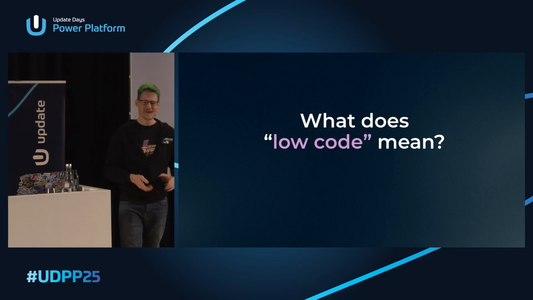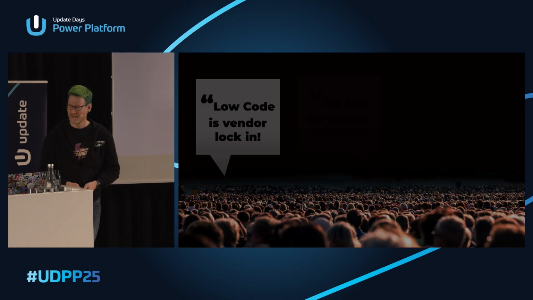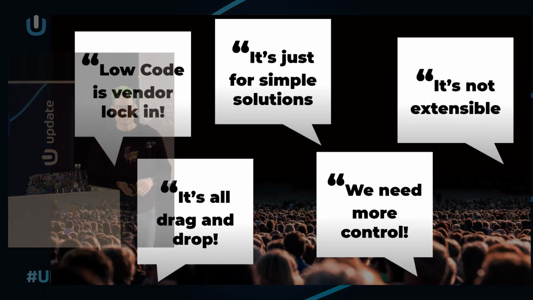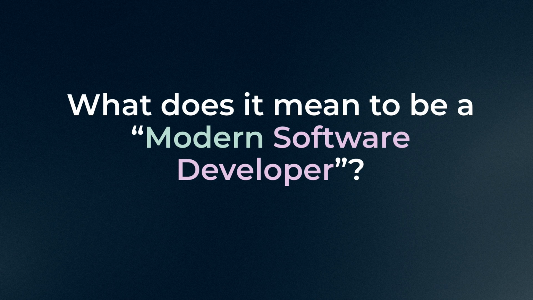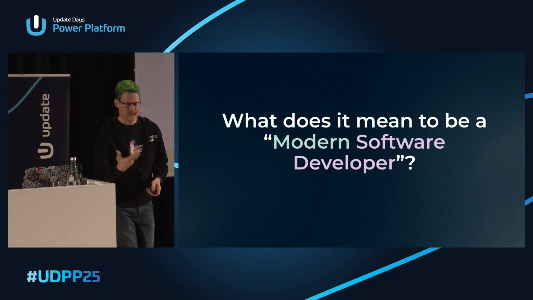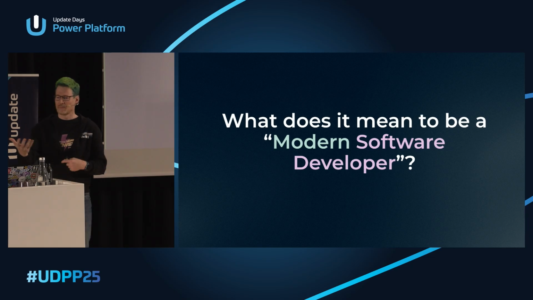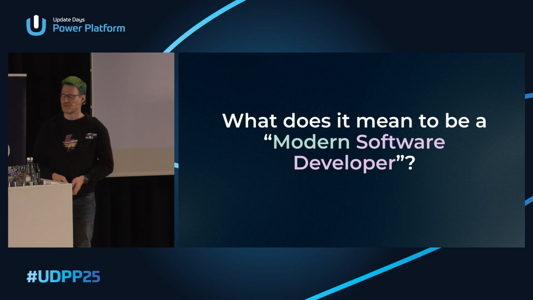Because we hear about low code all the time, and this is a pro dev conference, but low code is an important thing. But we do hear all these kinds of comments as pro coders: it's vendor locking, it's just for simple solutions, it's not extensible, we need more control, etc. But we have to ask ourselves, what does it mean to do modern software development? Although we're using low code, we have choices about what's the best tool to use, either pro code, low code, or whatever. It's always been like that. We always need to make the right choices.